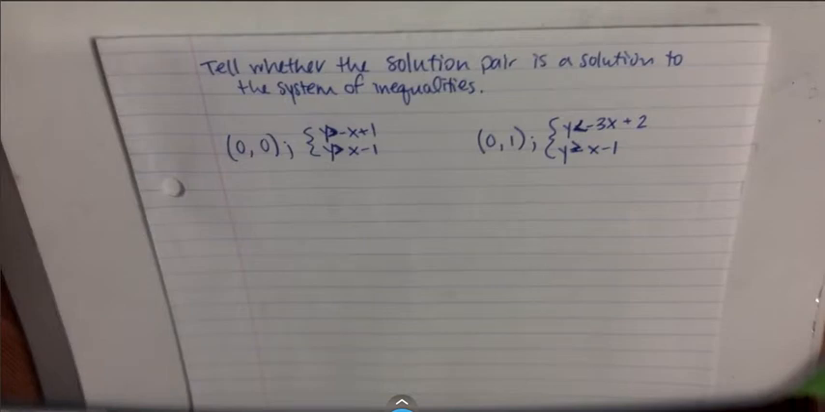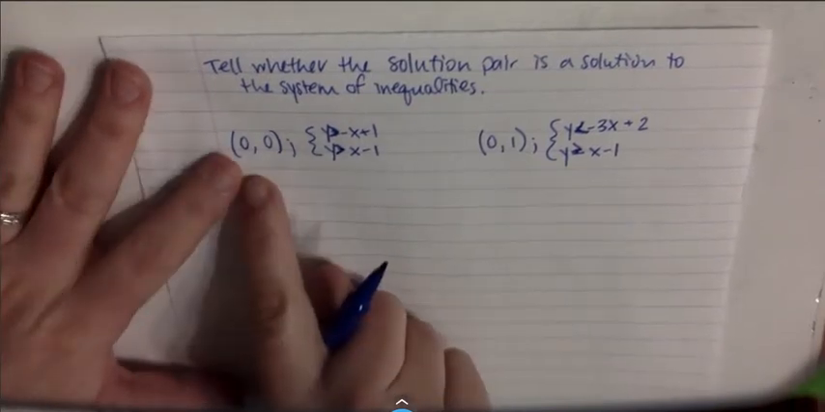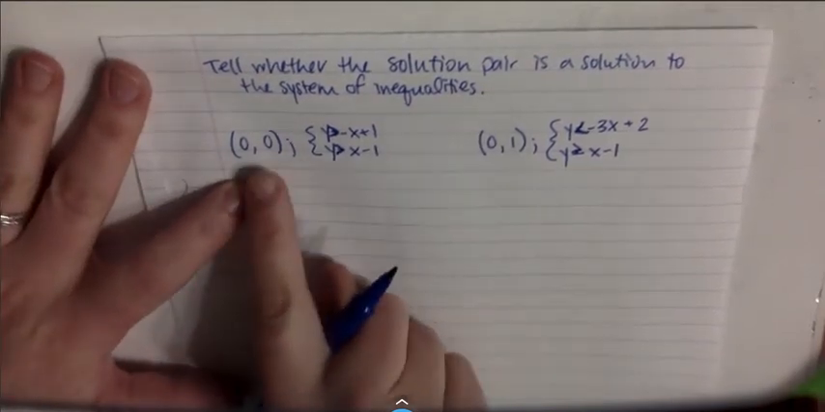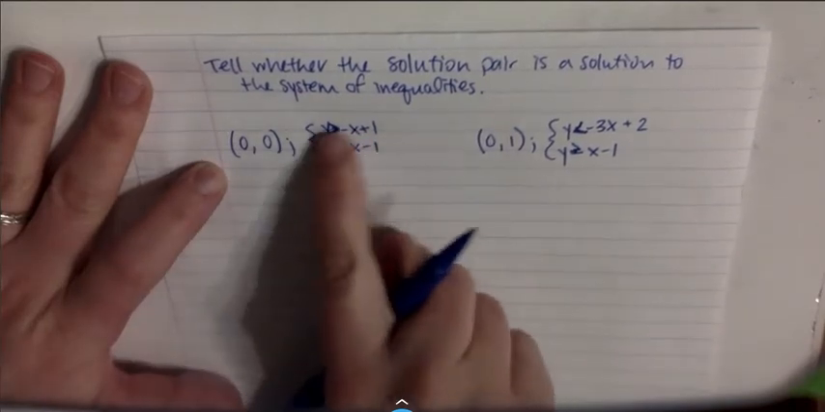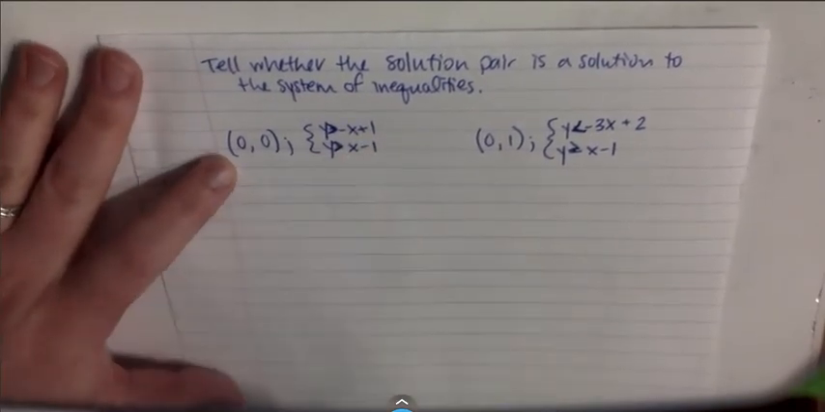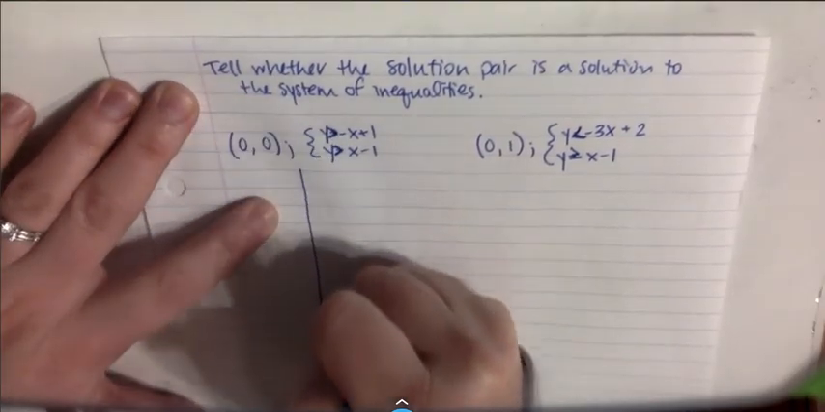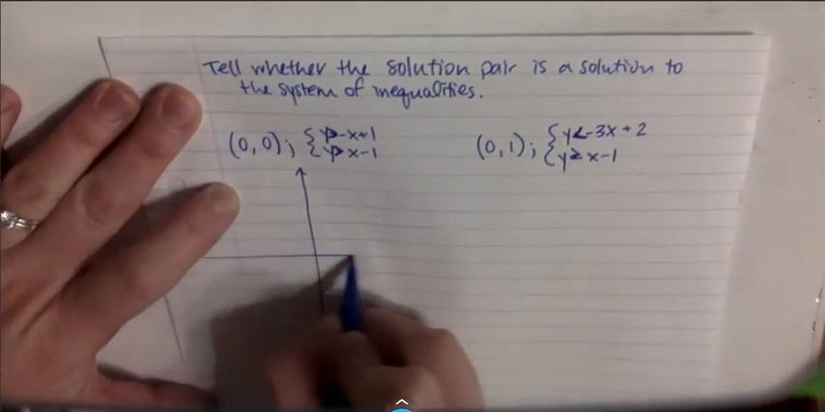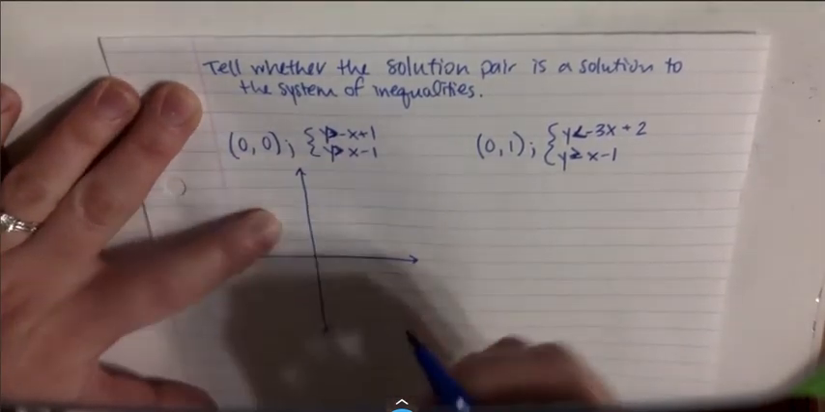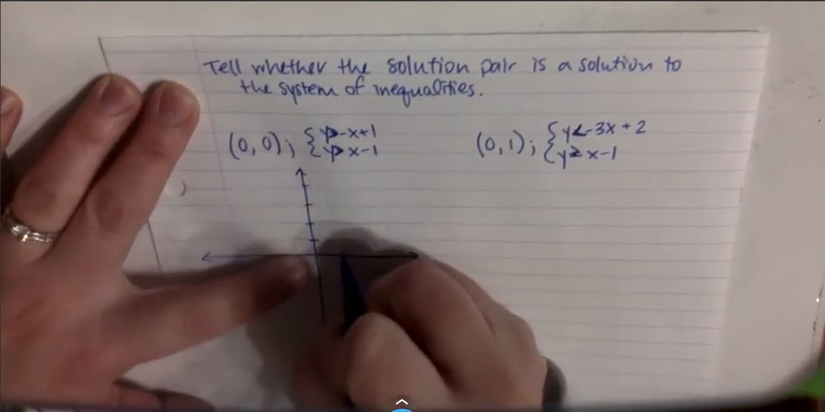All right, so if we are looking at this first system and this first point, how do we know if this point is a valid point for this particular system? Well, we can do one of two things. We could potentially draw a graph, which could be time intensive, but we could do it. Let's make some tally marks.